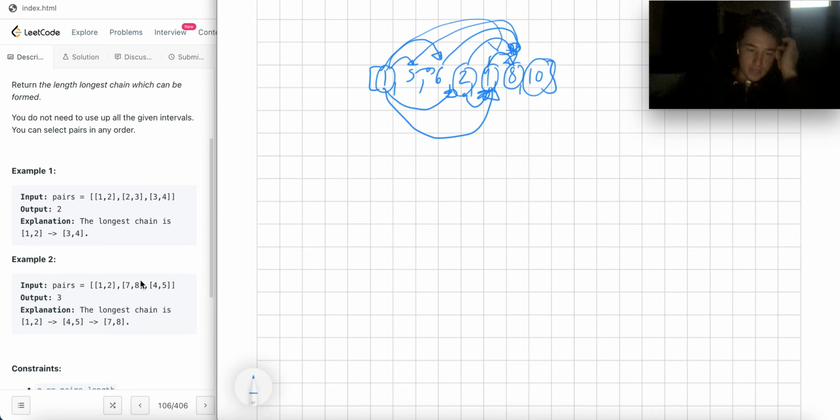So when we look at this problem, we would want to sort it in terms of end time first. So I'll just solve this problem quickly. If we sorted the pairs, we'd have x in terms of end time, and then y in terms of end time.